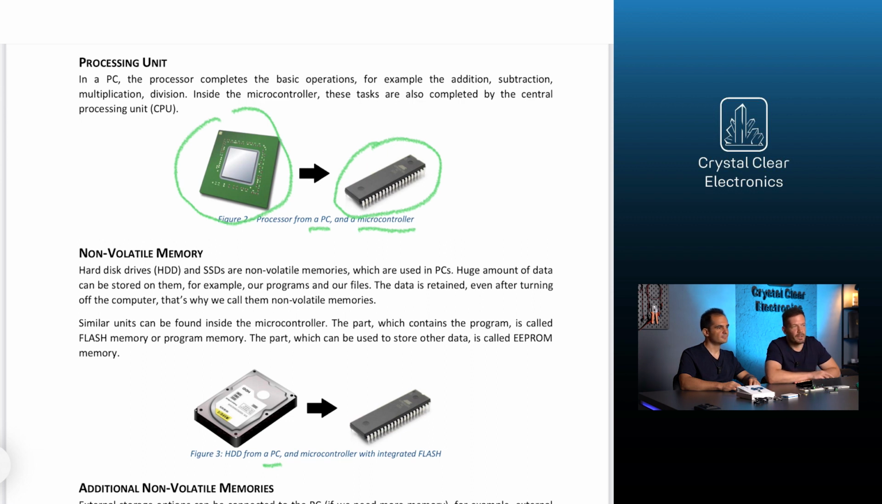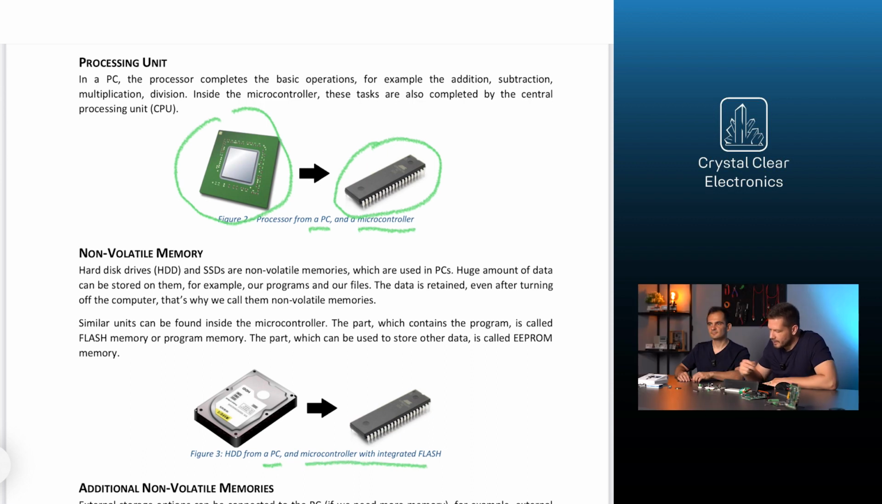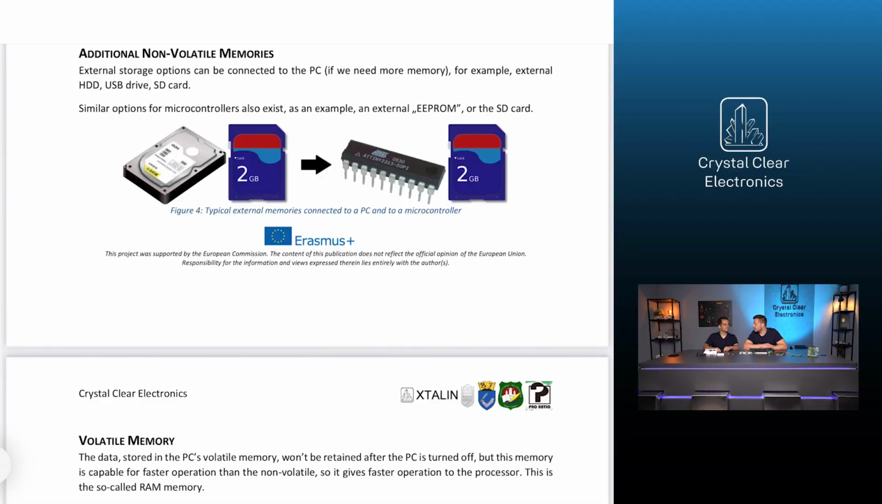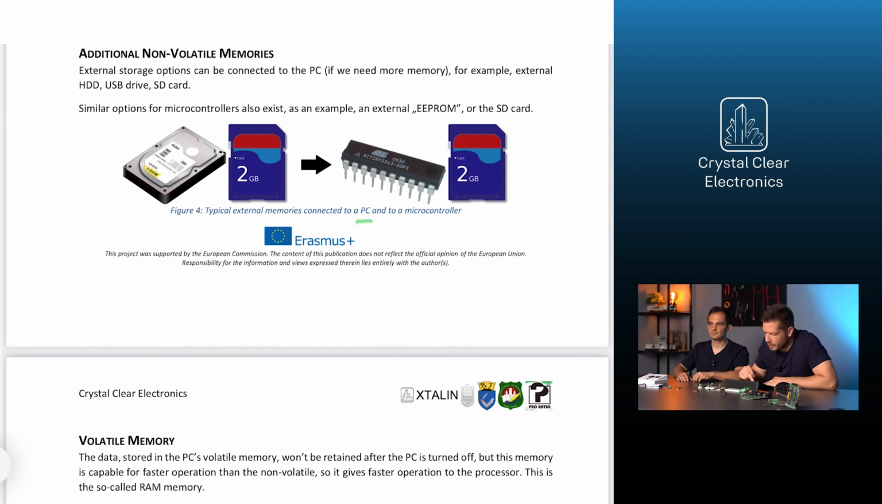Similar units can be found inside the microcontroller. The part which contains the program is called flash memory or program memory. The part which can be used to store other data is called EEPROM memory. There are more types of non-volatile memories, right? Yes, external storage options can be connected to the PC if we need more memory. For example, external HDD, USB drive, SD card. Similar options for microcontrollers also exist. As an example, an external EEPROM or the SD card.